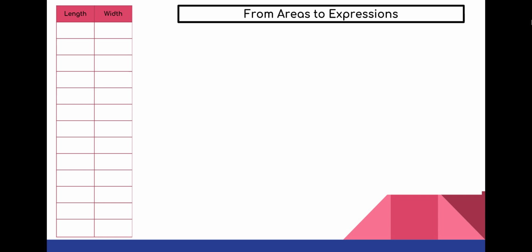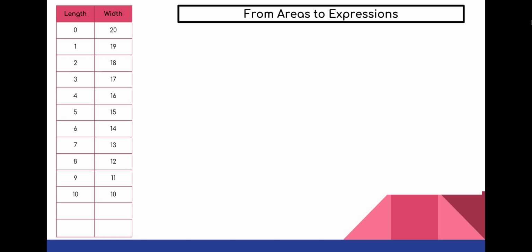Now let's start building our table of values. Students are unlikely to come up with 0 by 20, but it's what we call a degenerate rectangle. And while it's not something that students may develop on their own, it is important for revealing patterns within the table. So we're going to go ahead and include it. They may include 1 by 19, 2 by 18, 3 by 17, and so on.